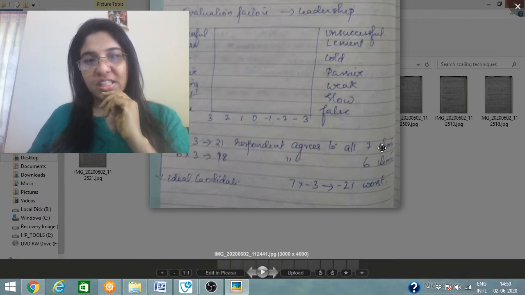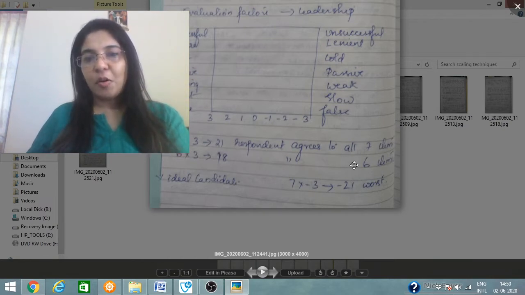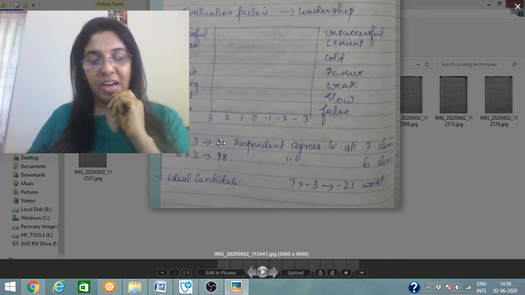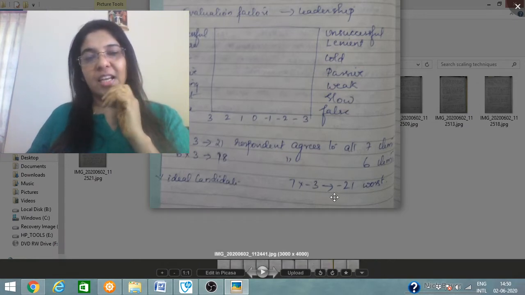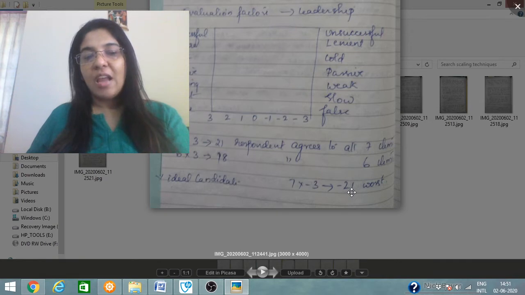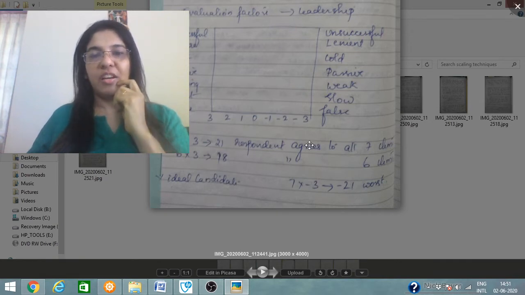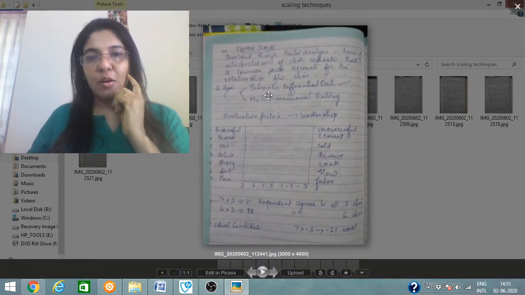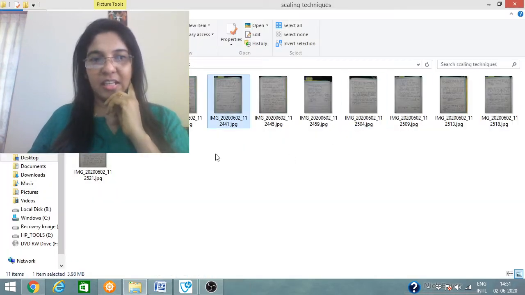If the respondent agrees to all the 7 items, then it is 21. If the respondent agrees to 6 items, it is 18. If the respondent agrees to only 5 items, it is 15, etc. So if you have an ideal candidate, you will have 21, and if you have the worst candidate, it is minus 21. So you will have a weightage from 21 to minus 21 when you do factor scaling with what is called a semantic differential scale.